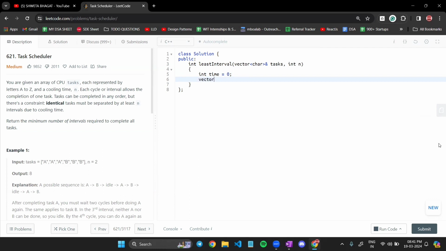Okay. Now we have to store the frequency of all the elements. For that we will take a vector. Let's name it frequency. Its size would be 26. Why 26? Because in total we have 26 alphabets. Correct. Now what do we have to do? We have to populate the frequency.